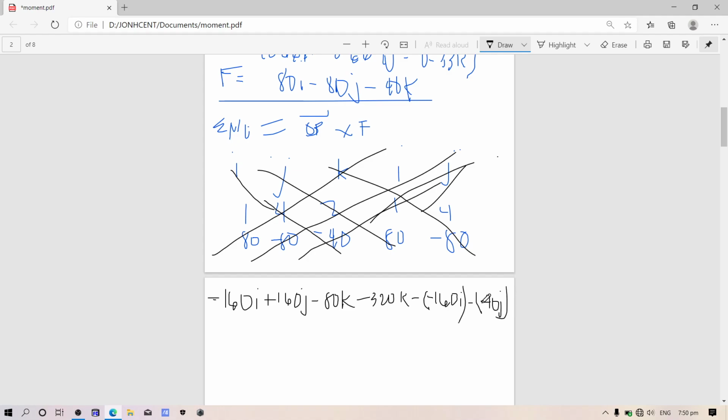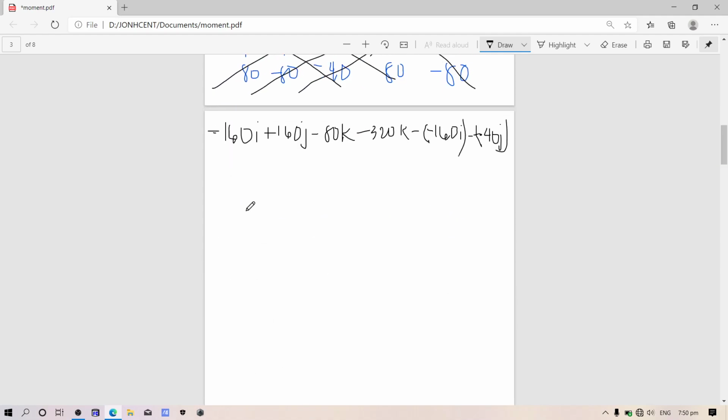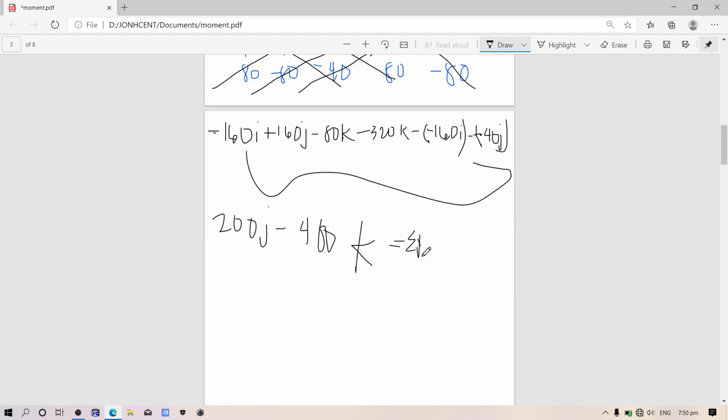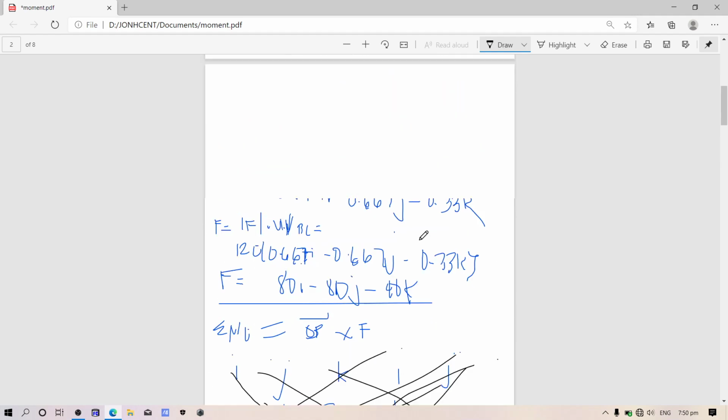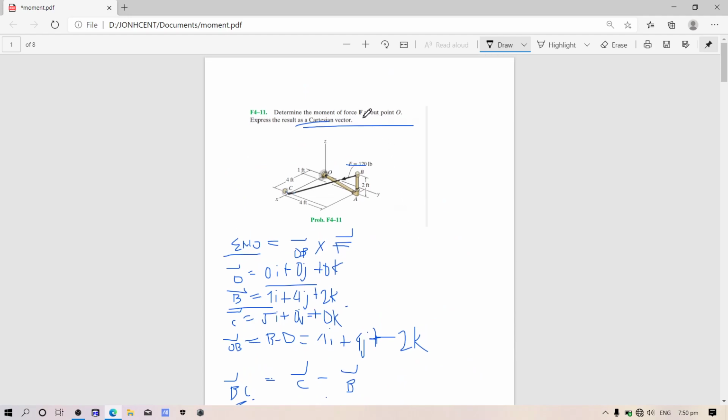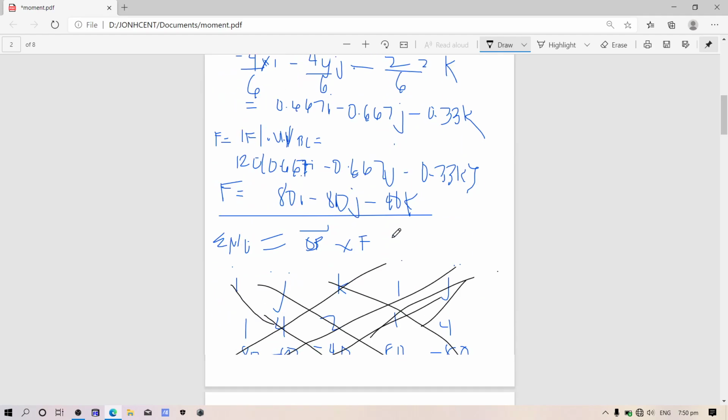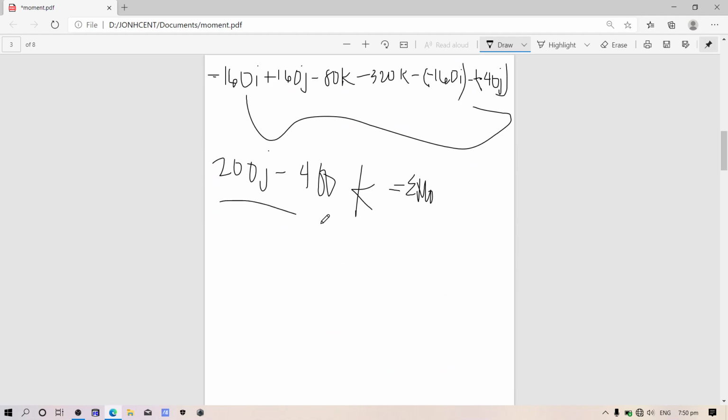So, negative siya. Negative 40j. So, if we simplify this, we will get 200j minus 400k. So, simplified mo lang siya. So, that is the summation of moment about point O. Okay? So, ito ang answer natin.